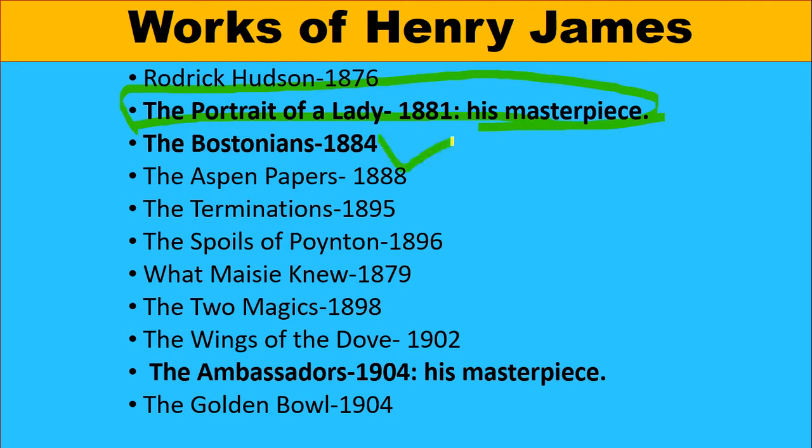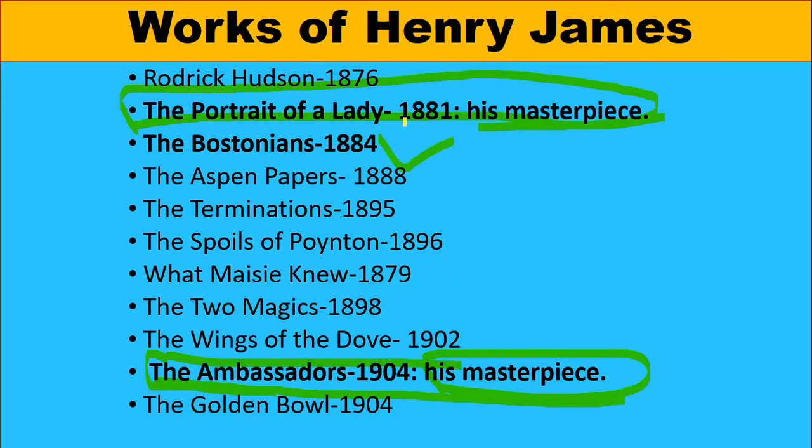And another important one is The Bostonians, which was published in 1884. The Aspern Papers, The Terminations, The Spoils of Poynton, What Maisie Knew, The Two Magics, The Wings of the Dove. And also another novel, The Ambassadors, which was published in 1904. It is also one of his masterpieces. You have to read this novel, The Ambassadors, in detail.